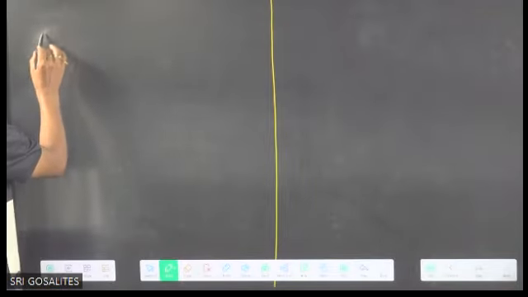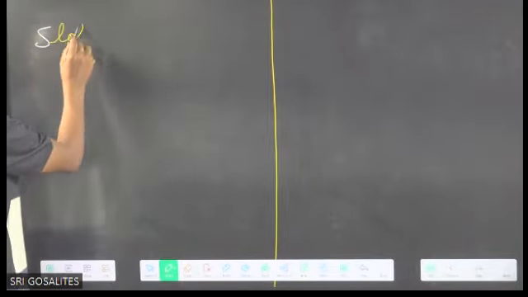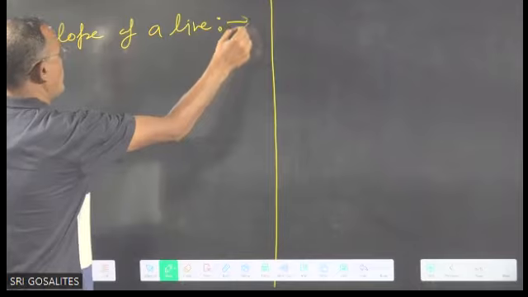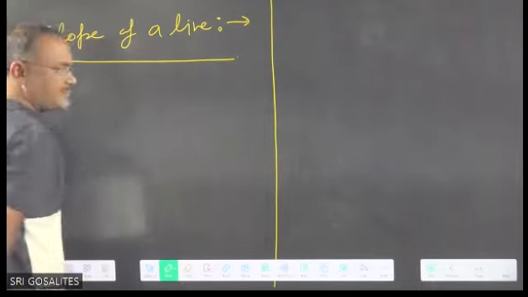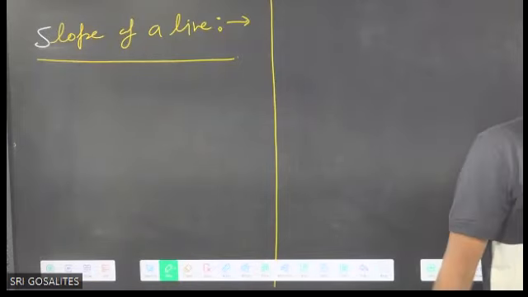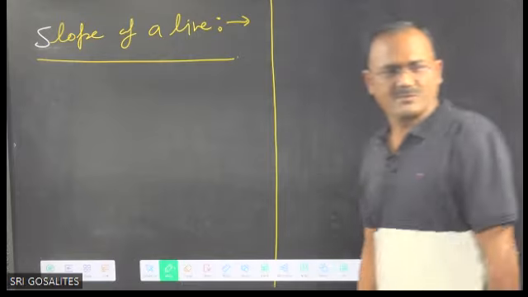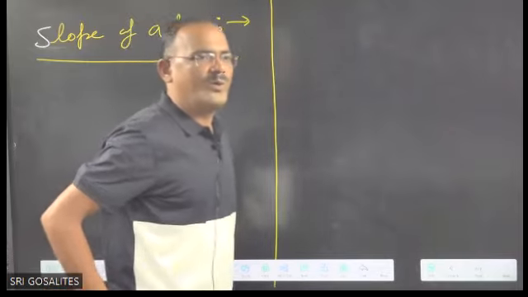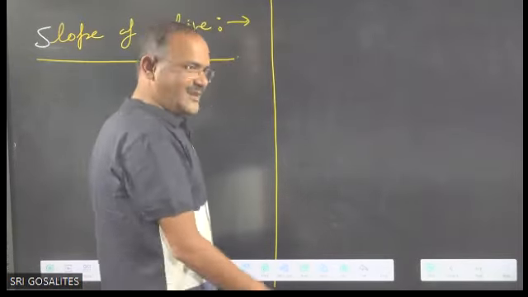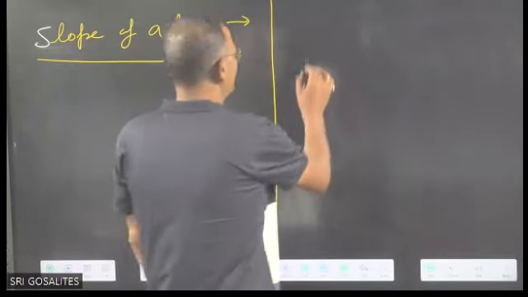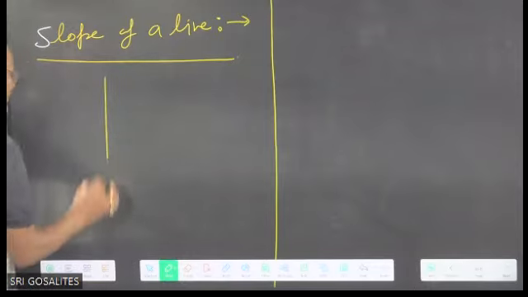Please note down in your notebook the heading, slope of a line. तो बच्चों स्लोप क्या होता है ये बताओ. What is the meaning of slope? tan theta. Okay, not in mathematical meaning, I need in a general meaning. ठीक है, I will make a diagram, you just tell me.